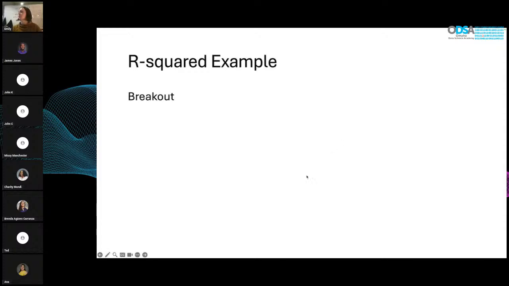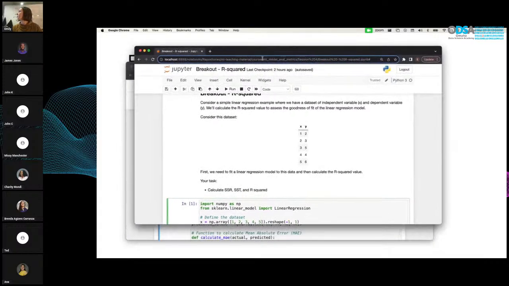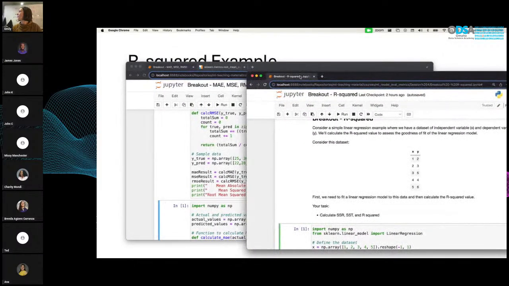So let's work through, I think I have a breakout exercise for us. We're going to do the same type of work that we just did for our other one. Let's spend 15 minutes working through the breakout exercise on R squared. Here's what this one looks like.